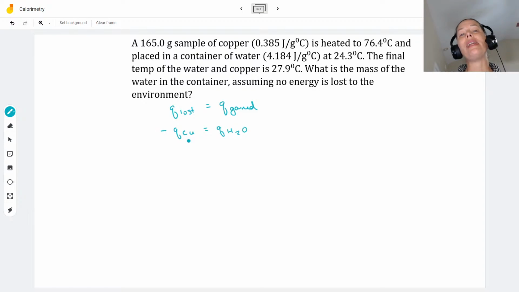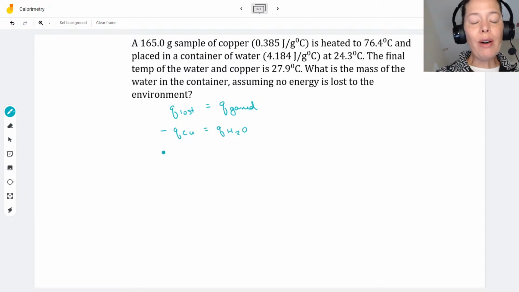So I'm going to put a negative in front of the copper so that the heat lost by the copper, that's the negative, is gained by the water. And this is what is going to make the algebra work, especially as we get into other problems. Okay, now my Q's are the same as before. It's just mCΔT, but I want to be careful that I keep straight what data goes onto the copper side and what data goes to the water side.